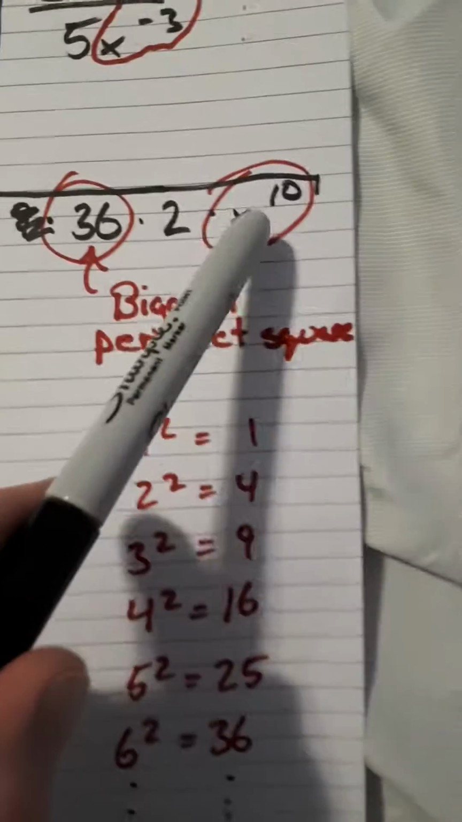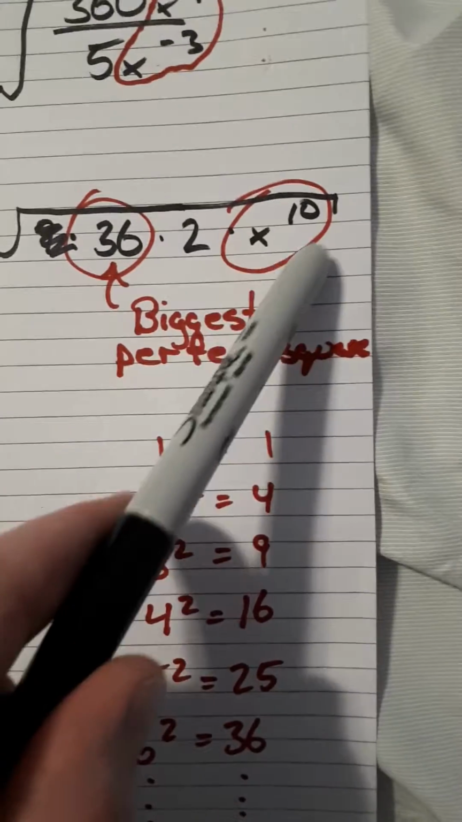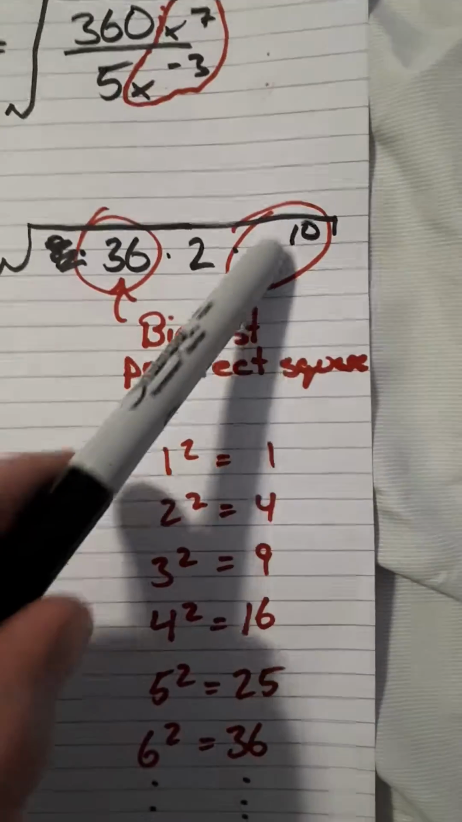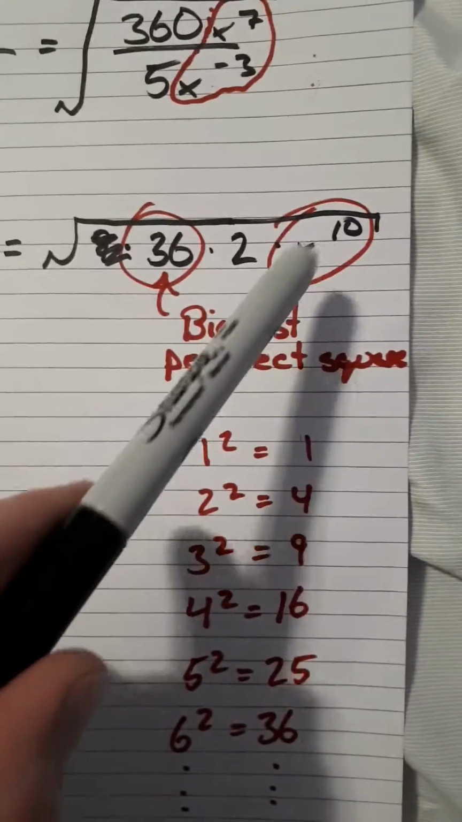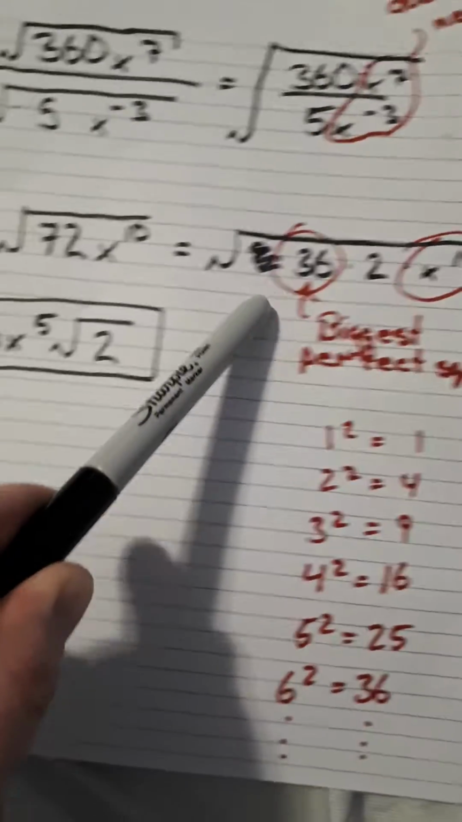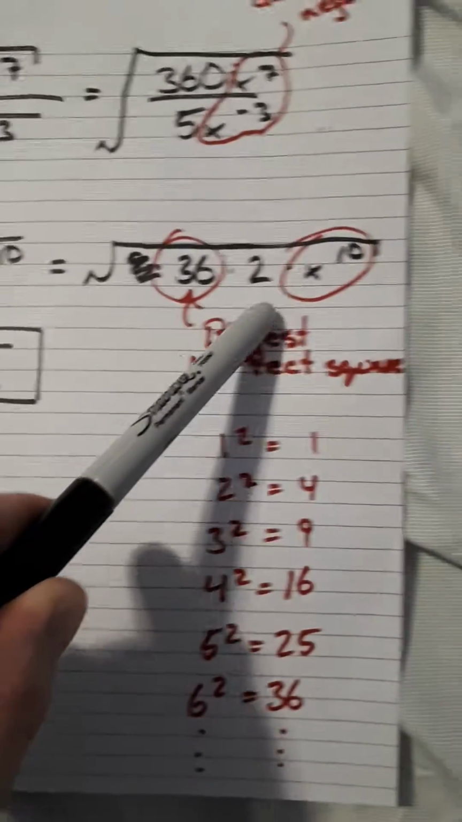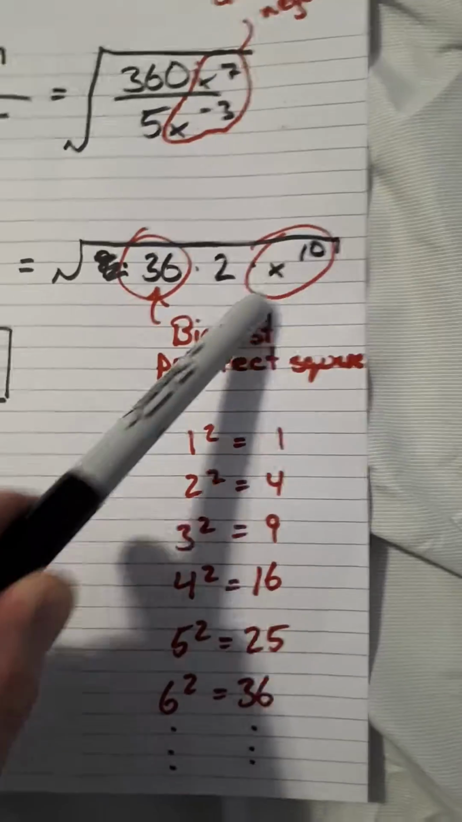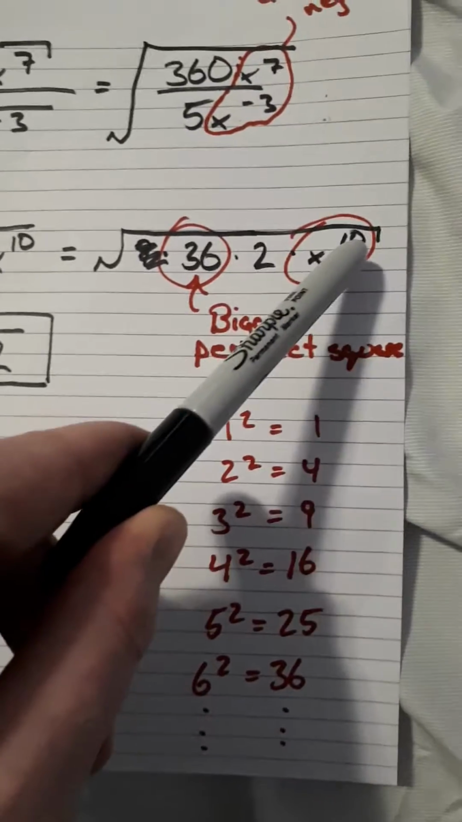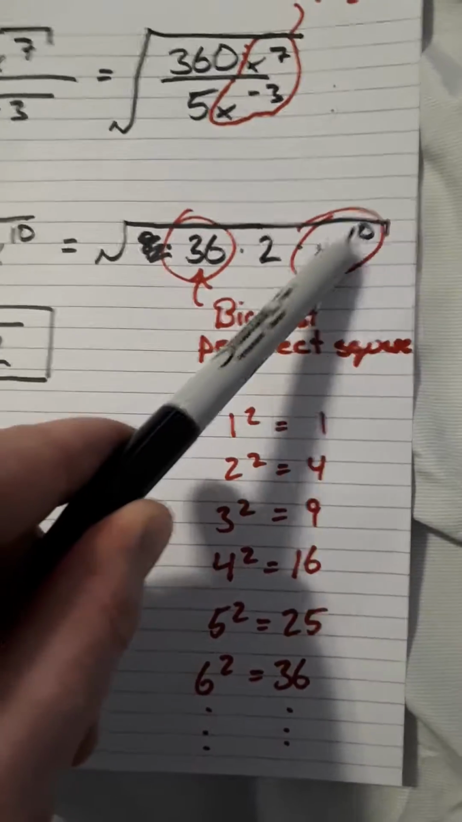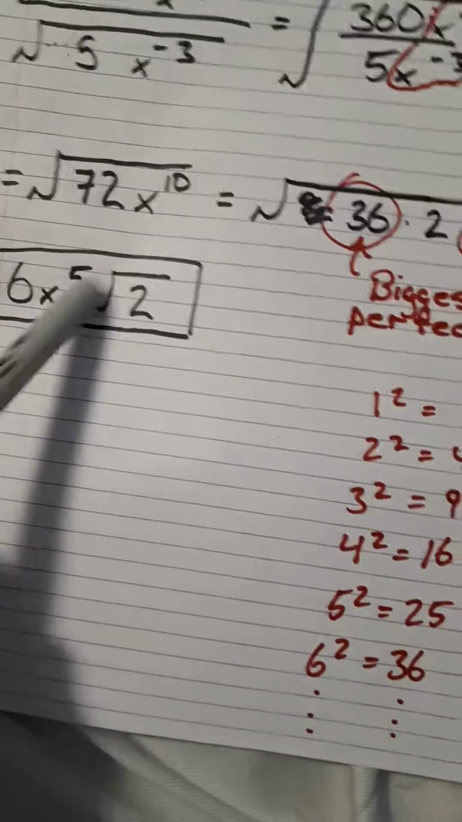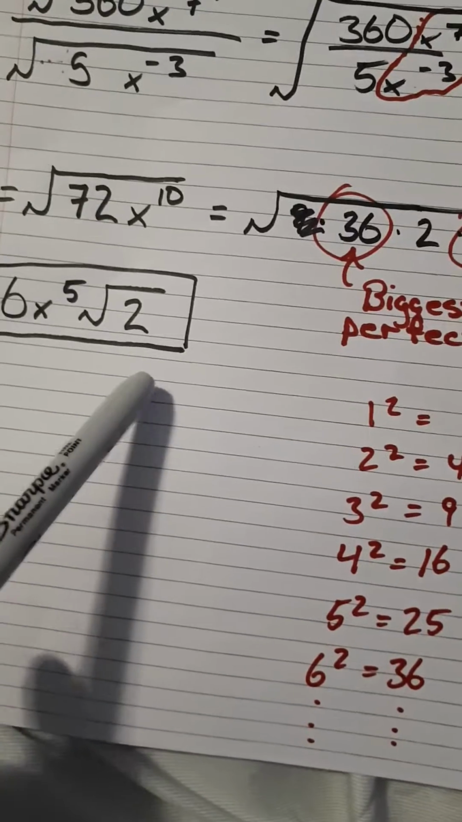Also, any variable with an even exponent, so 2, 4, 6, 8, 10, for example, is a perfect square as well. And now we can evaluate the perfect square part. So the square root of 36 is 6, and the square root of x to the 10 is x to the 5. When you're taking the square root of an even exponent, it basically cuts the exponent in half. So half of 10 is 5. And then we just express this as square root 2, that stays under there.